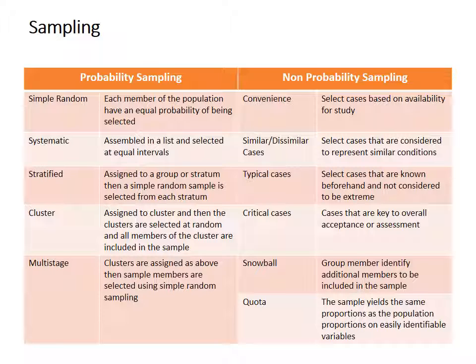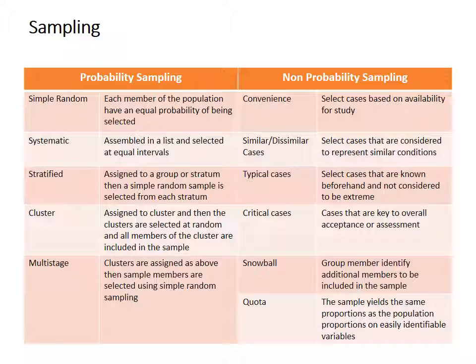It might be that we use something like a quota sample, where we have a defined group. We want to access X number of a certain category, X number of heads of art, X number of heads of science. So we are looking for a very defined number of individuals to participate.